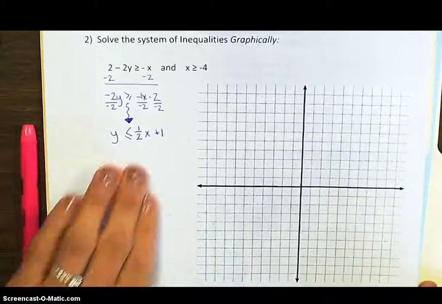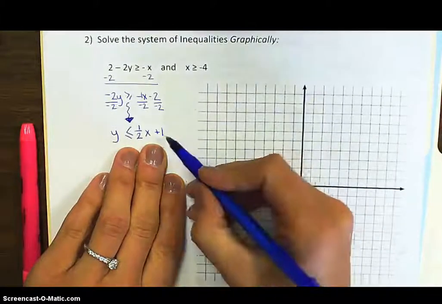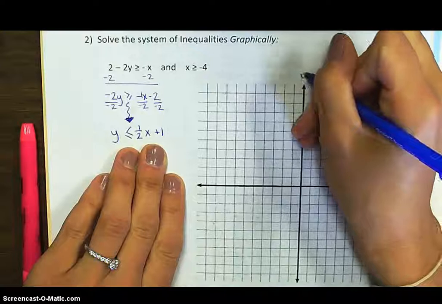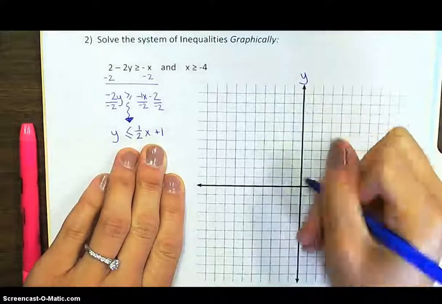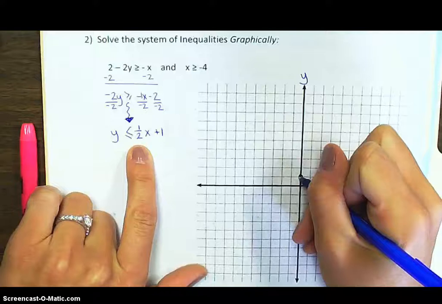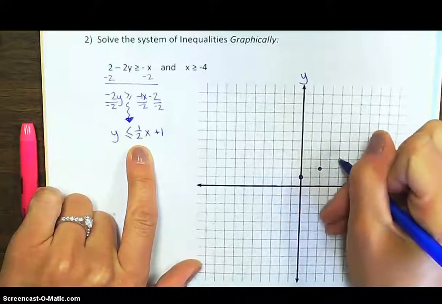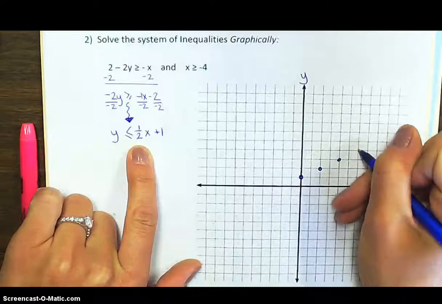So let's go ahead and take a look. First we're going to graph our first inequality. Here we're going to start at +1. So on my y-axis, I go to +1. And my slope is +1/2. So I'm going to go up 1 to the right 2. Up 1 to the right 2. Up 1 to the right 2.